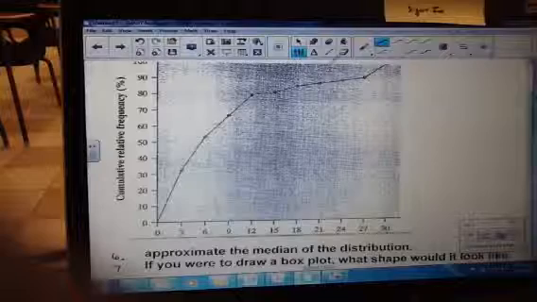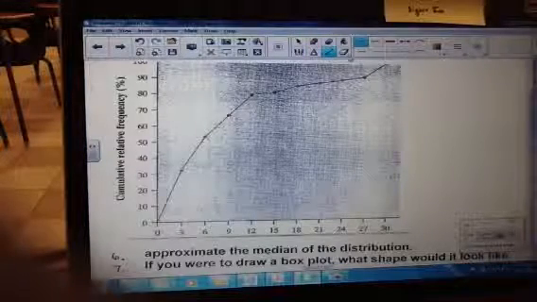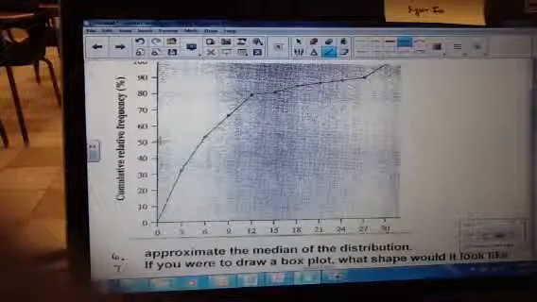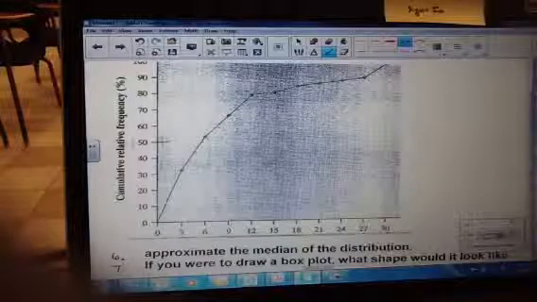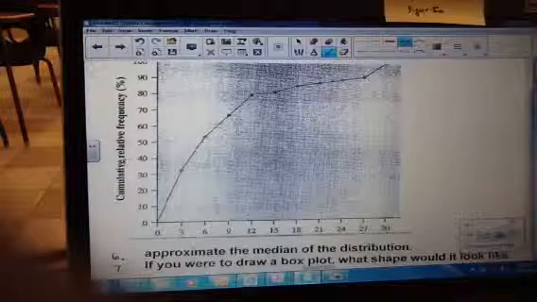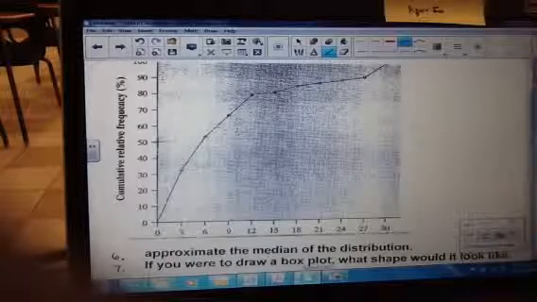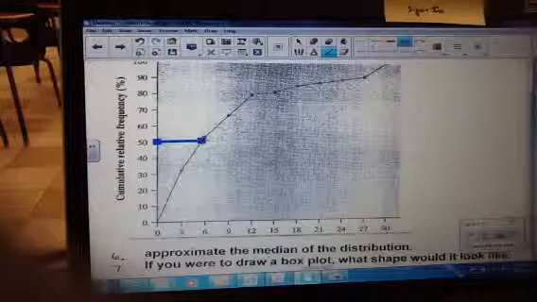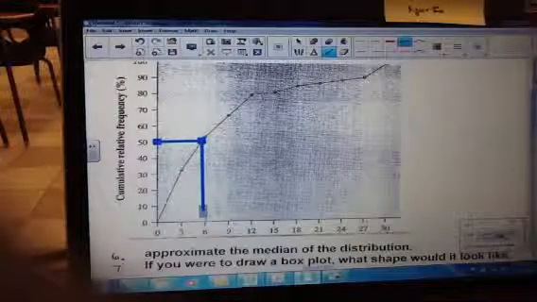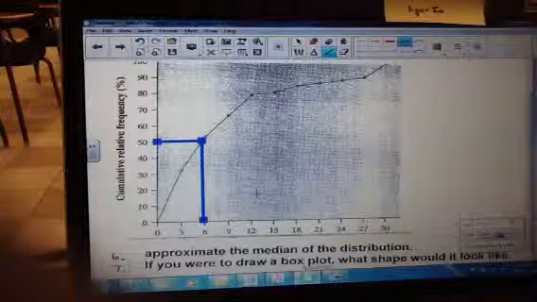For number 6, we're looking for the median of the distribution, which should be across from the 50th percentile. I'm looking at a cumulative relative frequency graph. So if we go across from 50% and then go down from there, that's about 6.